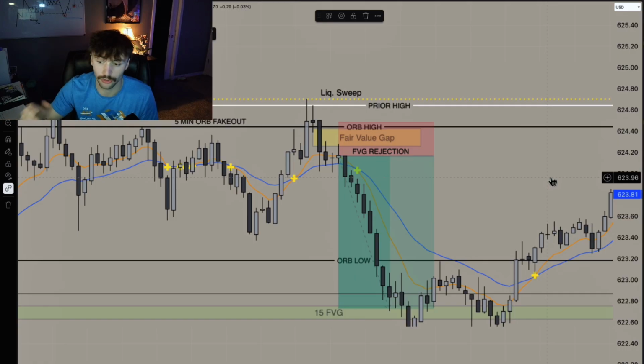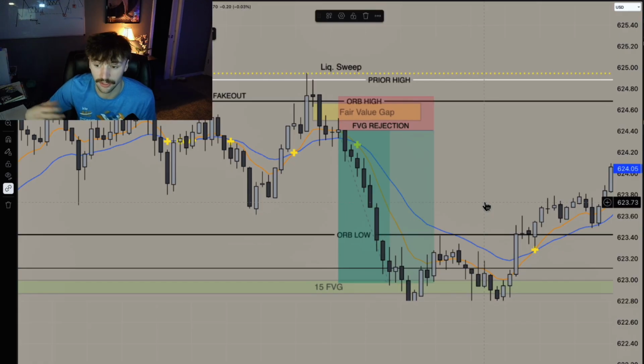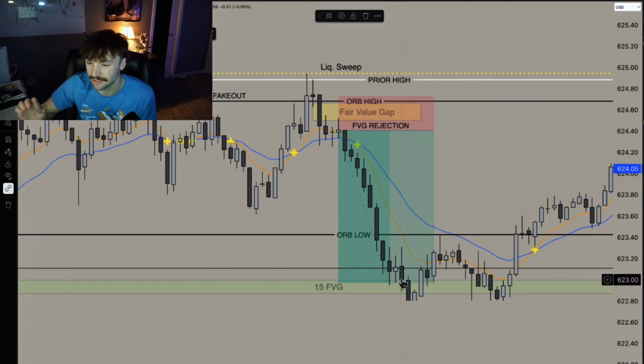Now for this, our targets were down at ORB low, then PM lows right here, and then our 15-minute fair value gap where we did end up getting our exit. Why? Because this is the most recent 15-minute fair value gap that we could find. So this was a point where we could see a bounce, and we do end up getting that bounce. We could have caught a little bit more downside, but nonetheless, this was a great trade.